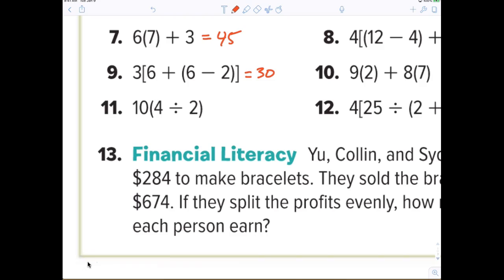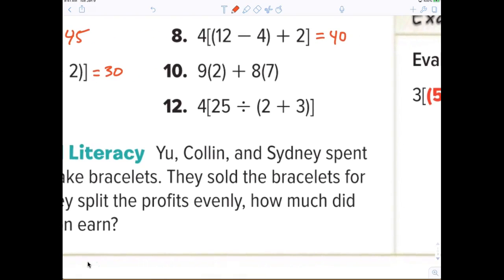Here we go. Xavier, tell us about number 10. 9 times 2. Yep. 18. Good. Plus 8 times 7 is 56. Good job. And then I got.